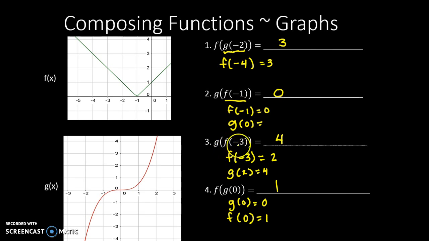I started on the inside. F of -3 is 2, and then I evaluated g at 2, and I got 4. And then for the other one, I evaluated g at 0, I got 0, and then I evaluated f of 0, and the y-coordinate when x is equal to 0 is 1.